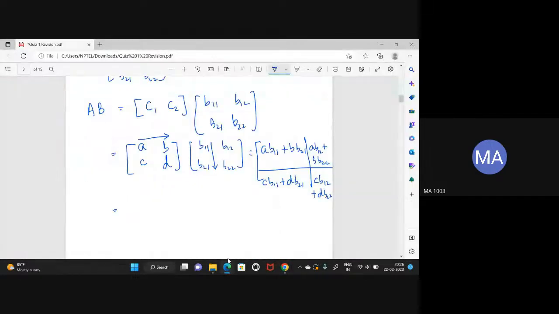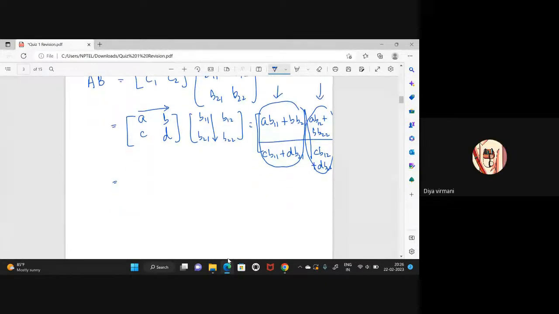Can I write this as one vector? These two together as one vector, and these two together as another vector, the first column as one vector, the second column as another vector, right? Yes, ma'am. AB11 plus BB21, CB11 plus DB21. So this is going to be my first vector, and my second vector is going to be the second column.